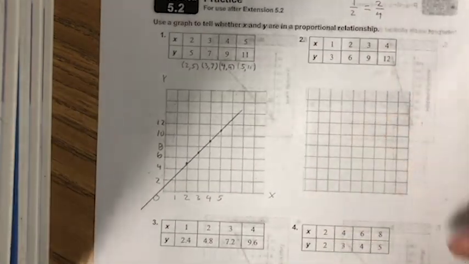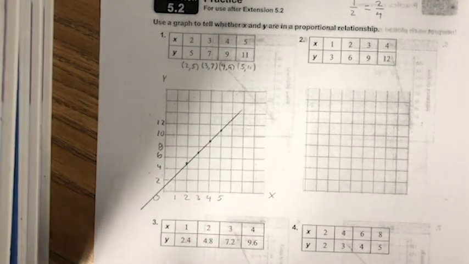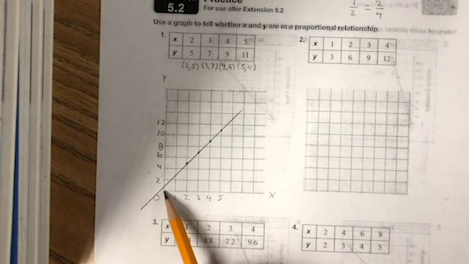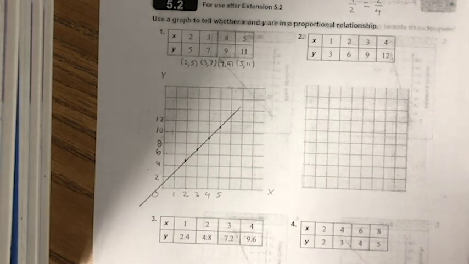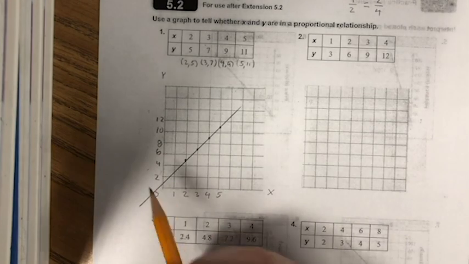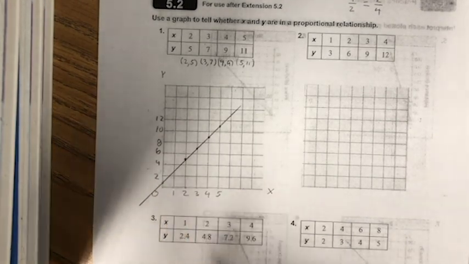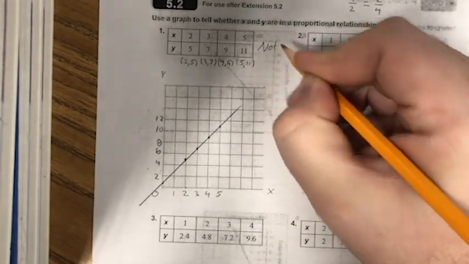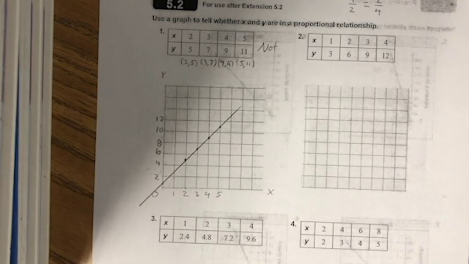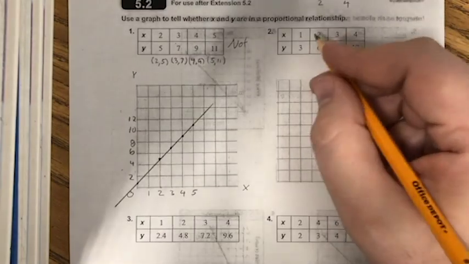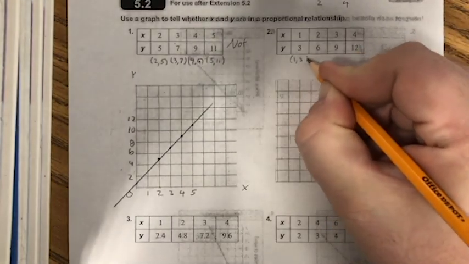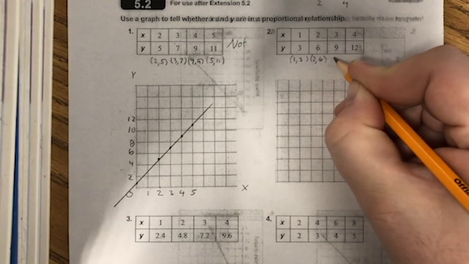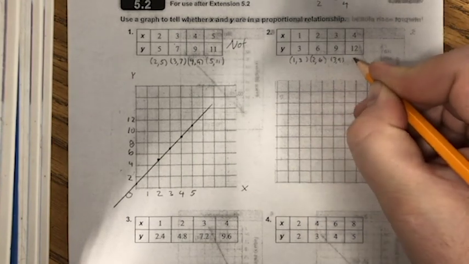So, when we look at this, and I've got my line here, does it go through the origin? Well, it kind of looks like it, but it does not go through the origin point. It really goes through right here, which is about the 1. So this right here is not a proportion because it does not go through the origin. Well, let's try number 2 then. We're going to do the same thing. Let's go ahead and label our ordered pairs in this. This would be 1 and 3, 2 and 6, 3 and 9, 4 and 12.